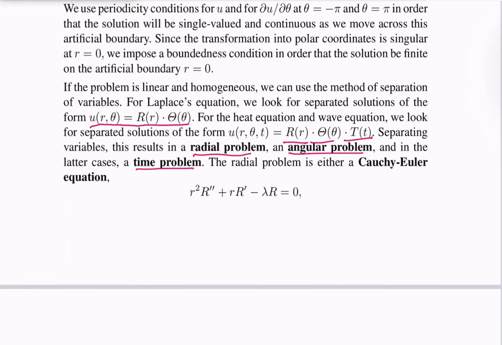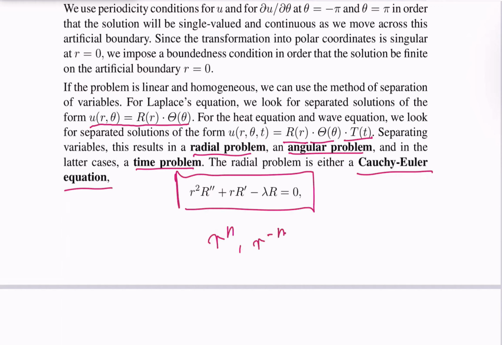And it turns out the radial problem satisfies the Cauchy-Euler equation, like given here. And then this Cauchy-Euler equation was solved by r to the n and r to the minus n. r to the minus n was removed because it is not bounded at 0. If r goes to 0, r to the minus n goes to infinity. So this goes away.